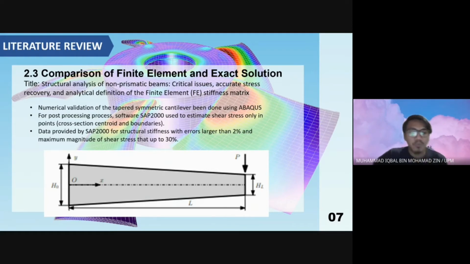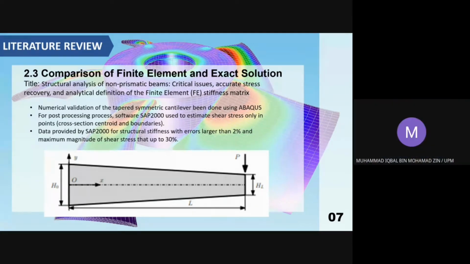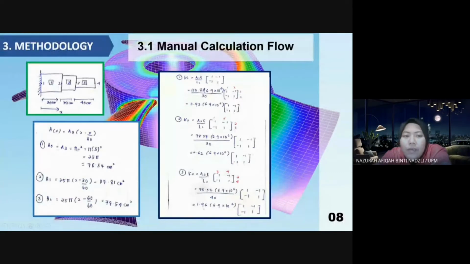So for the post-processing stage, SAP 2000 software has been used to estimate shear stress only at points, which are the cross-section center and boundaries. So the summary of the result shows that the data provided by SAP 2000 for structural stiffness has errors larger than 2%, and the maximum magnitude of shear stress is up to 30%. Pass to another presenter.